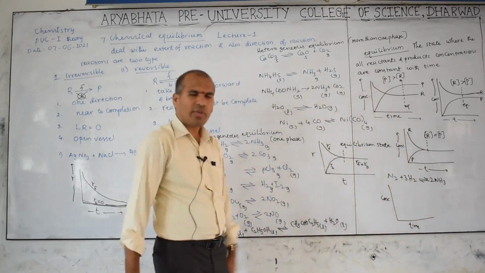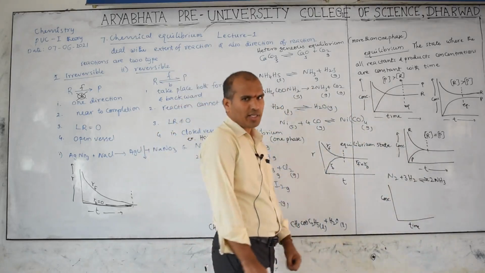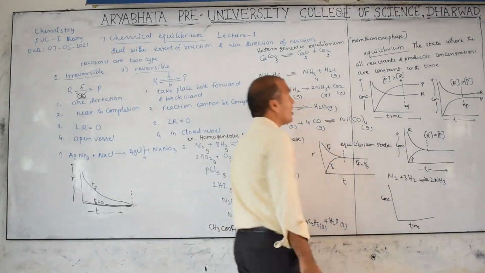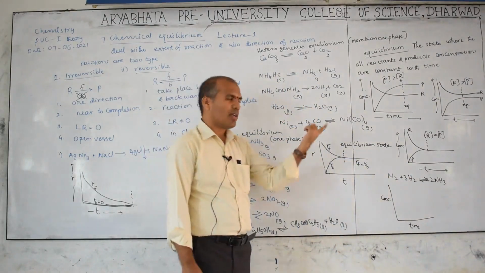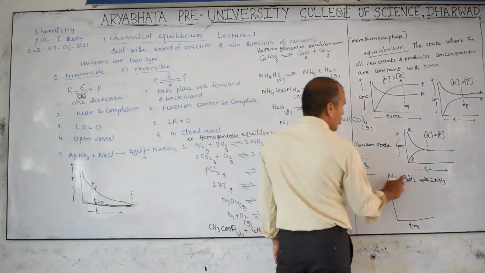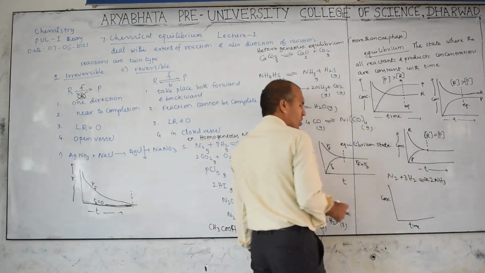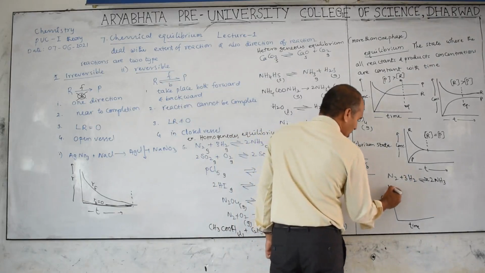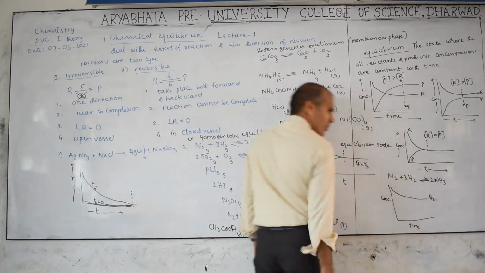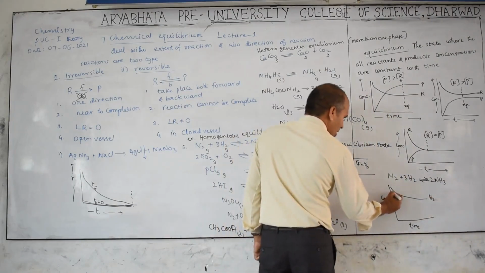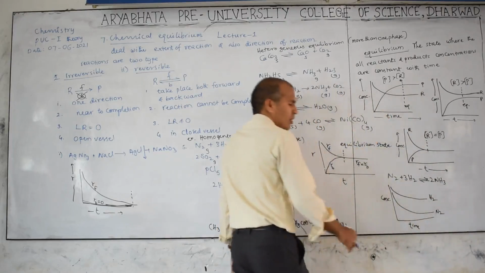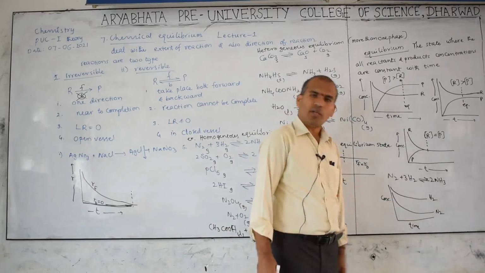Initially, which concentration will be greater? Reactant concentration will be greater, product concentration 0. But here two reactants are there. Before that, R converted into P, one reactant, one line. Now here two reactants are there. So which reactant is greater? This is 1 mole, this is 3 mole. 3 mole is greater. Therefore, this is indicating the H2 line, and this is indicating the N2 line, because this is 1 mole, this is 3 mole.